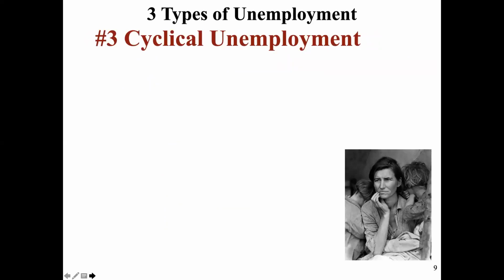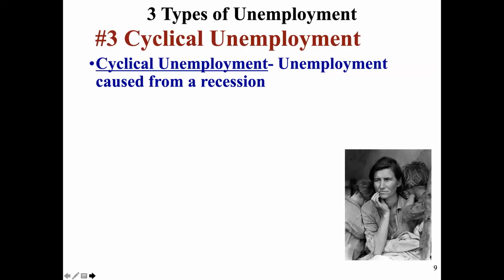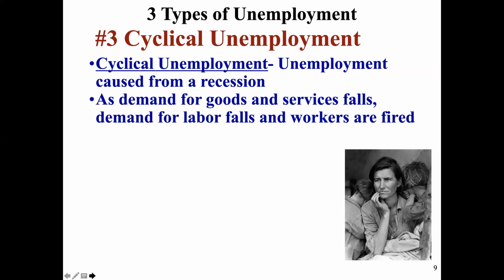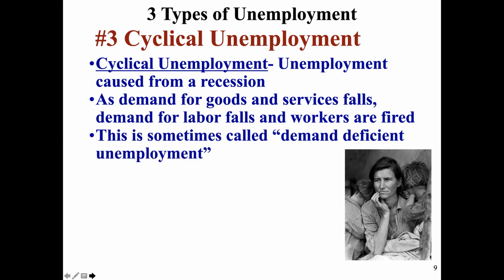The third and final type of unemployment is cyclical unemployment, and that's caused by a recession. To help you remember this term, think about the business cycle. A downturn in the business cycle is going to cause cyclical unemployment. In the whole economy, if demand for goods and services falls, then the demand for the labor that those goods and services produce falls as well. That's sometimes called demand deficient unemployment.